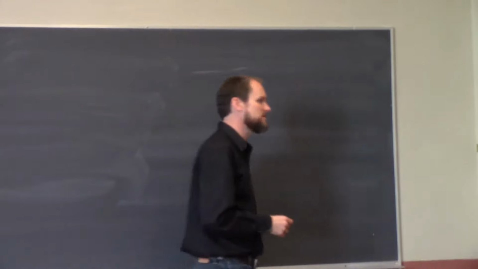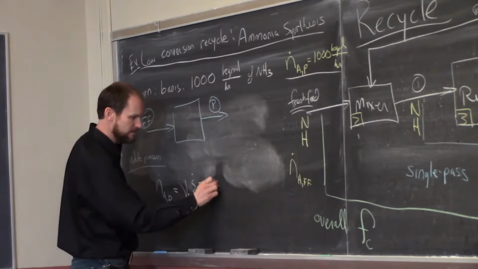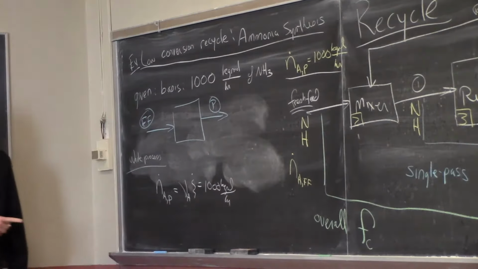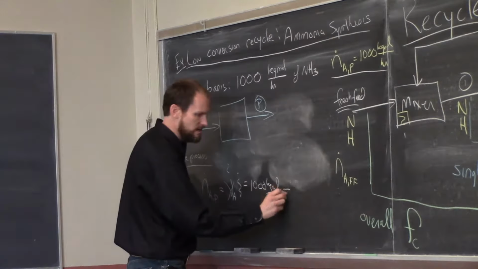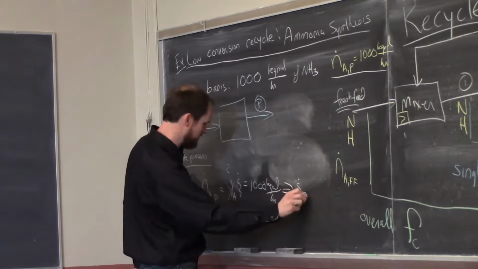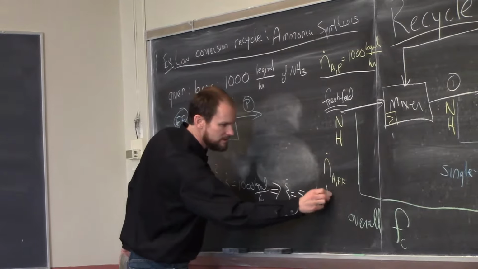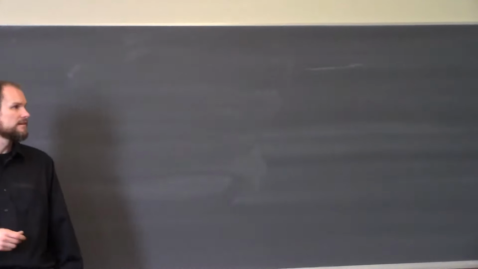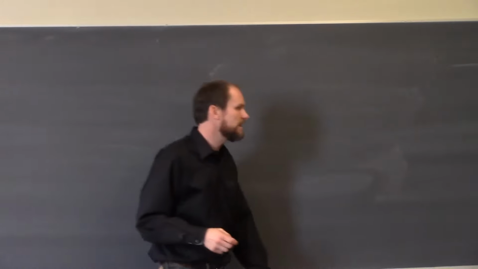And we have numbers for this, right? N dot ammonia product is 1,000 kilogram moles per hour. What's nu A? That's 2. So we have our extent of reaction, xi dot, is 500 kilogram moles per hour. There's 500 kilogram moles per hour of the reaction, our overall reaction.